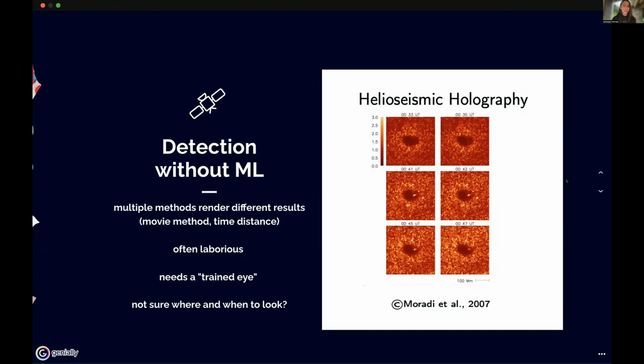And also they need a trained eye of those very few people in the world that do understand how to detect sunquakes. Moreover, a big limitation with manual detection is that we're not always sure where and when to look. So we know that some sunquakes are associated to solar flares, but not always. So we don't have an exact clue or recipe about where to find them.